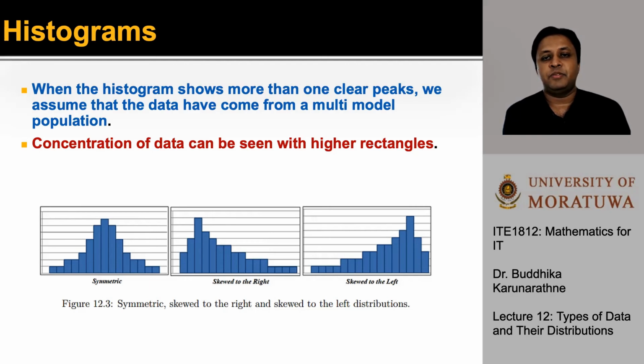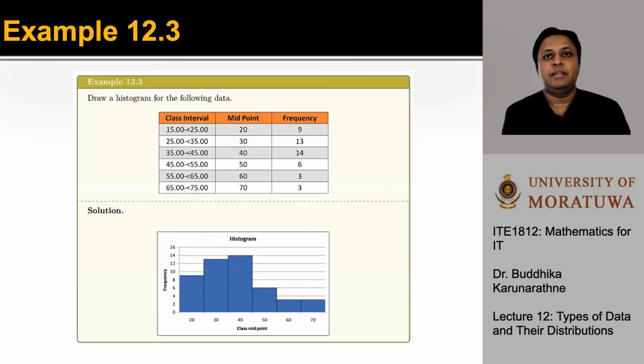And another type of skewed distribution, skewed to the left, is what you find in the rightmost graph. So that's about histograms. And we now take an example, where you are given a set of data which has different class intervals, the midpoint is also defined, and the frequency of each class is also given. So how do you draw these histograms?